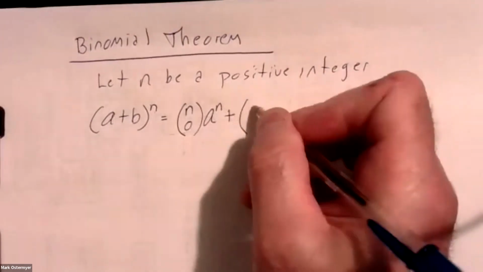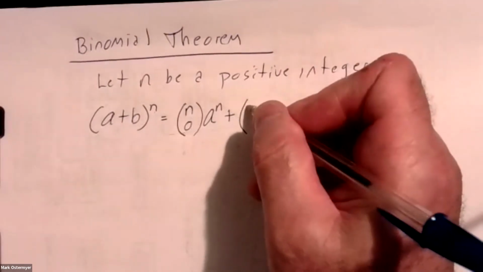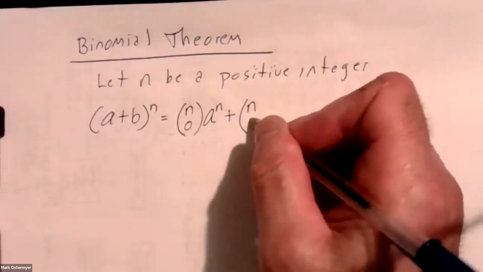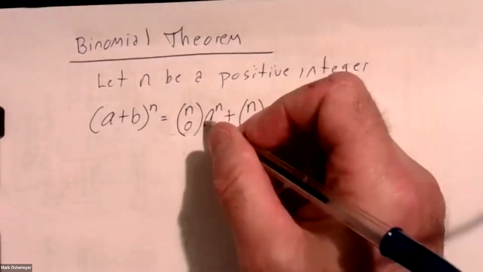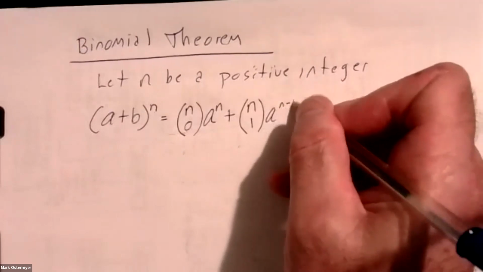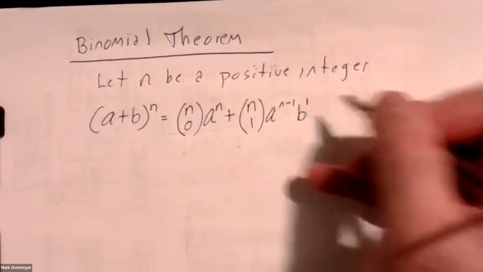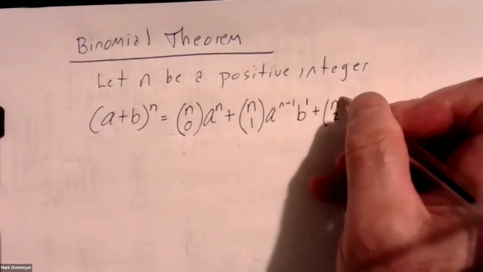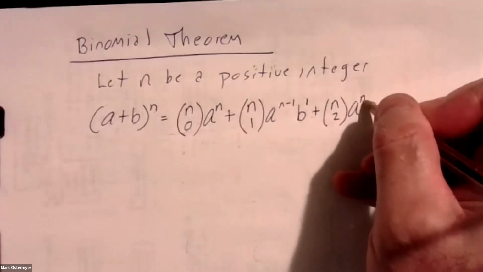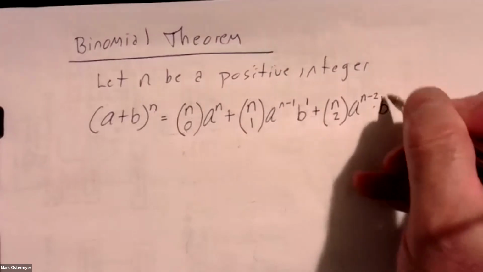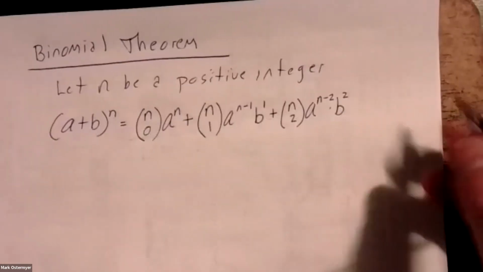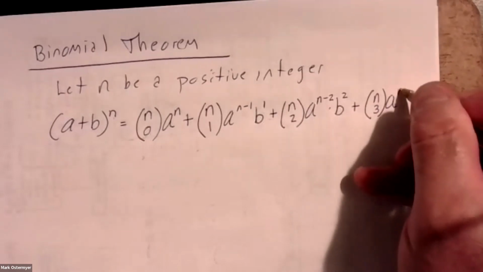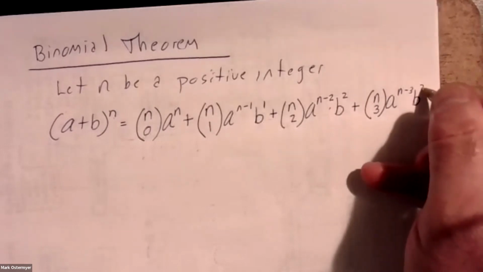Plus, now we go to the next term, and the coefficient of the next term will still have n be n, which is the power the binomial is being raised to, and r increments to 1. And the power on the first term decreases by 1, and the power on the second term increases by 1. The next term's coefficient will be n in combination with 2 times a's power decreased by 1 again, and b's power increased by 1. Okay. Plus the next term's coefficient will be n in combination with 3 times a's power decreased by 1 again, and b's power increased by 1.